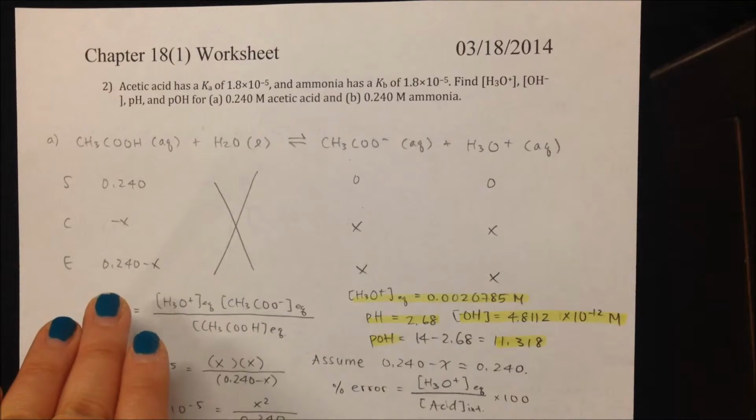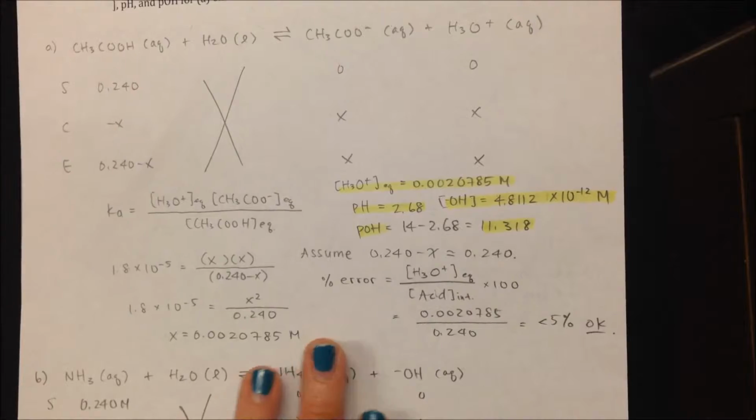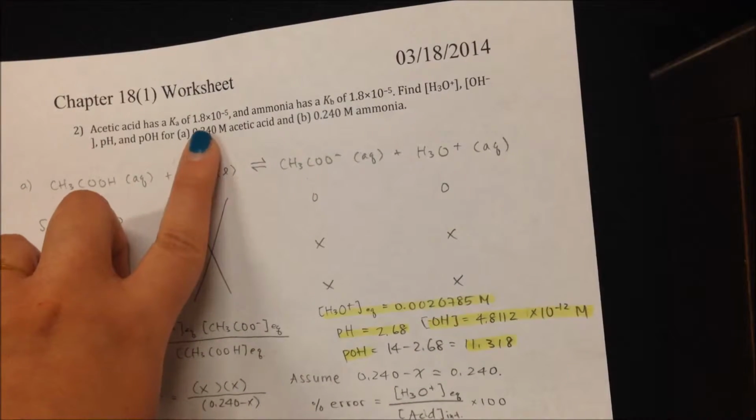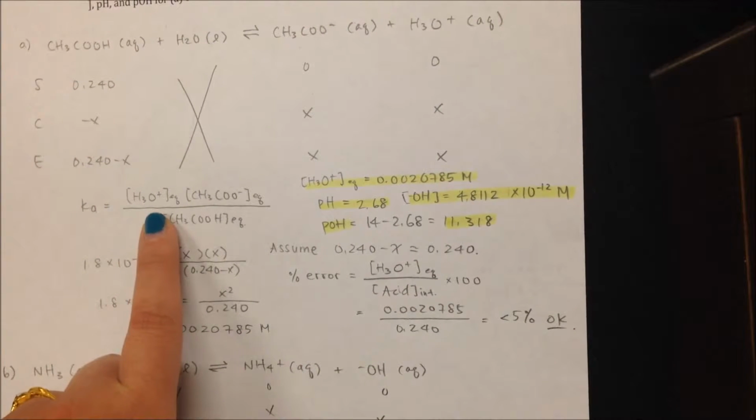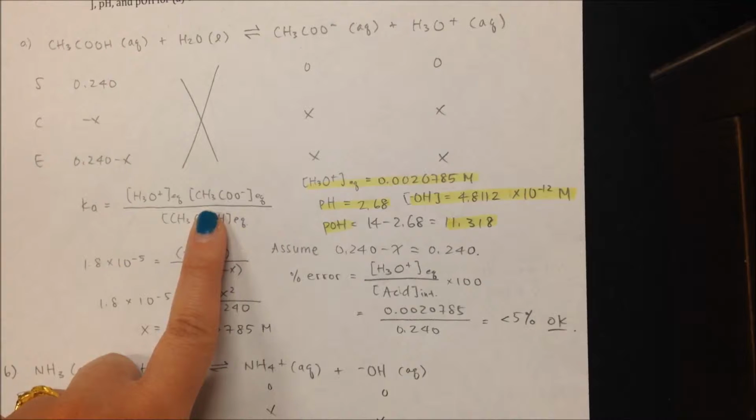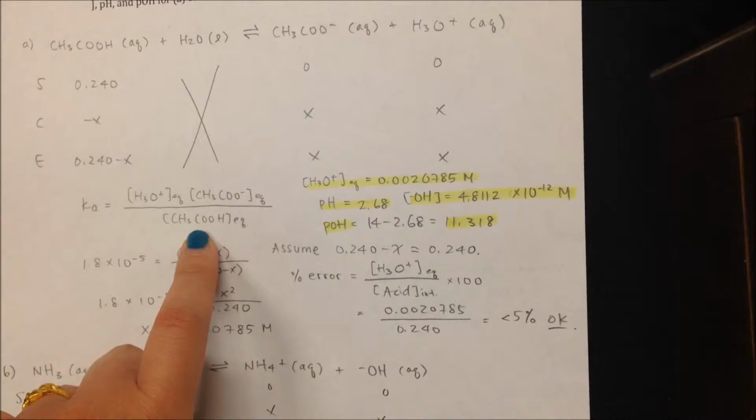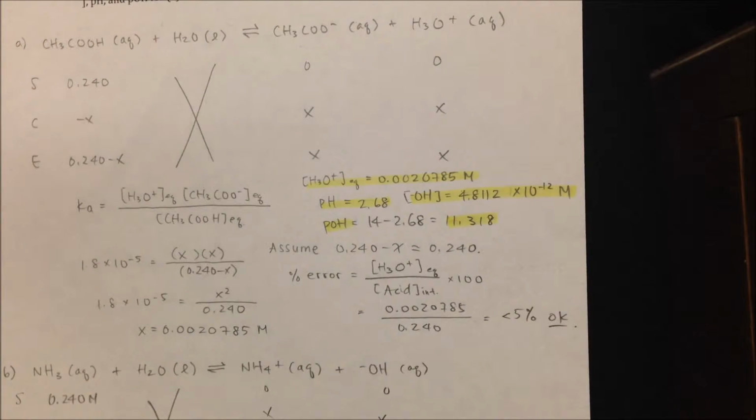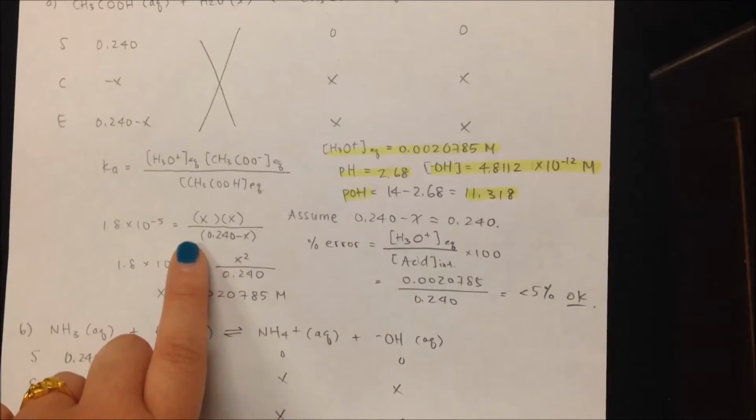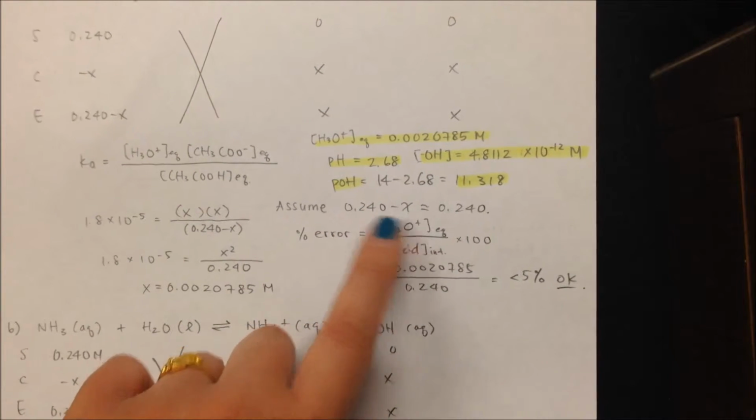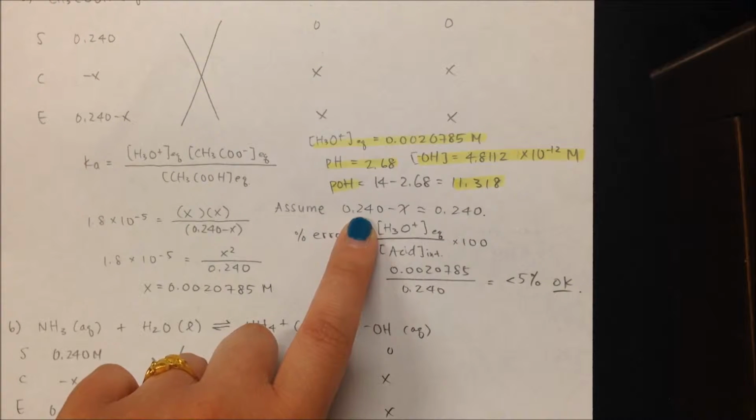Anyway, so you do an ICE chart, and it's given the Ka of your acetic acid, 1.8 times 10 to the negative 5. So we know that Ka is pretty much just H3O plus at equilibrium times CH3COO minus, which is the conjugate base of your acetic acid, over your acid at equilibrium. So you just plug it in. And let's just assume that x is small, so 0.240 minus x, that's your initial concentration of acid. We just assume it didn't change much because it's a weak acid.